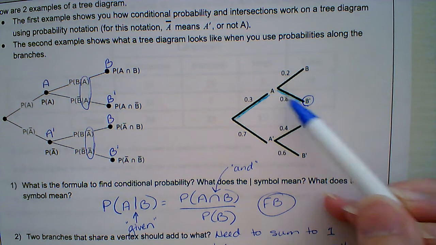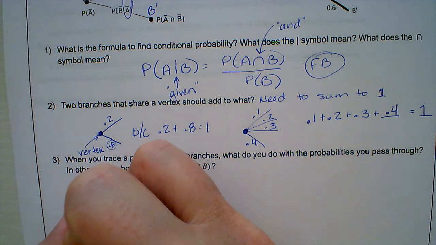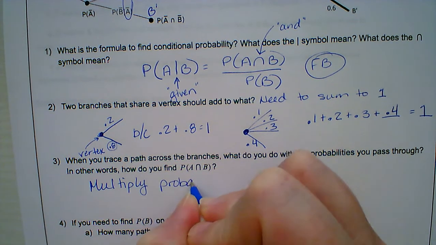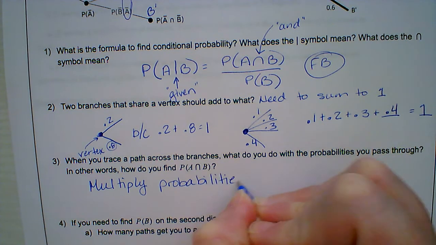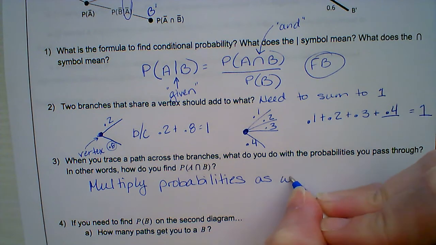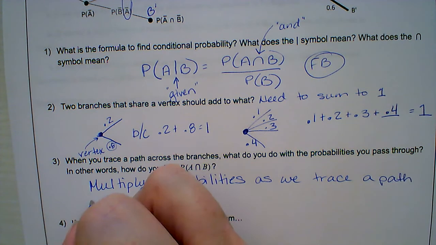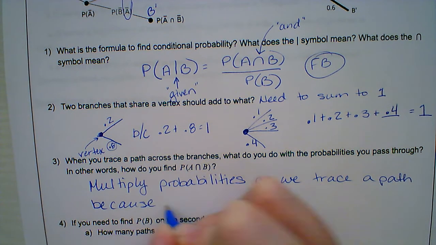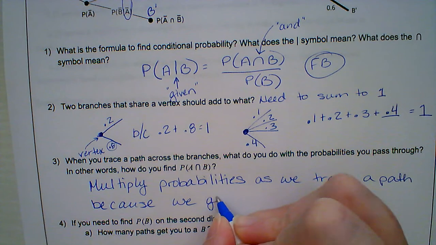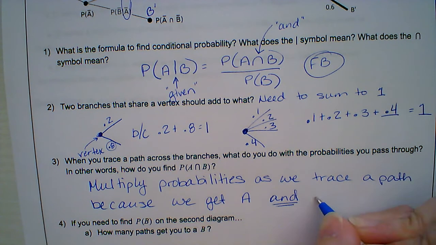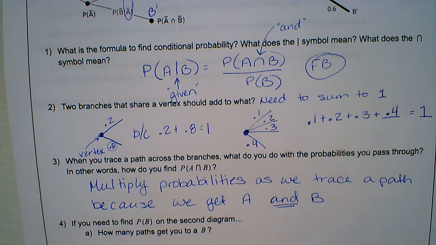Well, this is A and B naught. So I'm going to multiply those. So we're going to multiply probabilities as we trace a path, because we get A and B, or not A and not B, or whatever the situation might be.